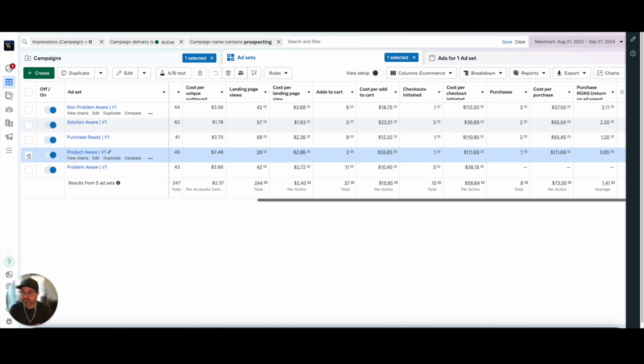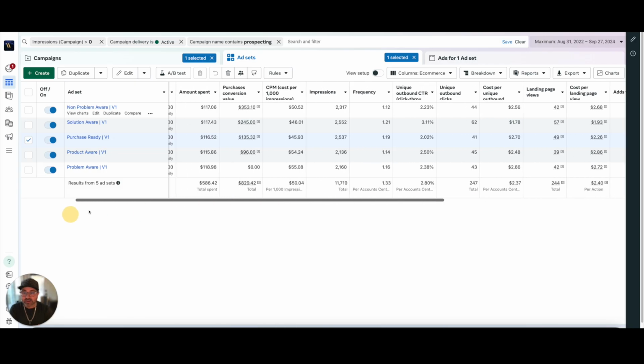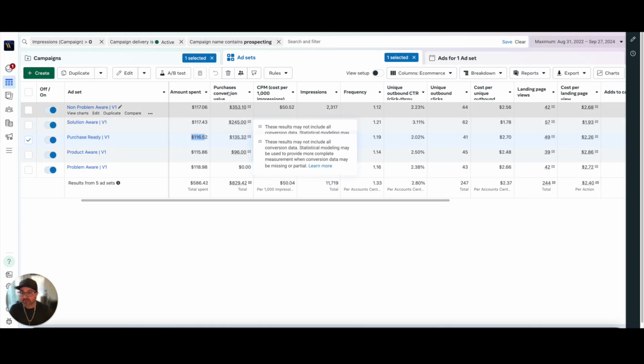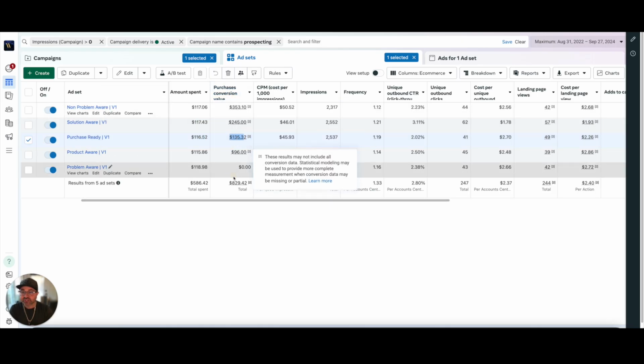Now moving up, you can see this ad set has spent $116. And just for clarity, this is how much it's made. So the amount spent, and then purchase conversion value is how much it has made so far.